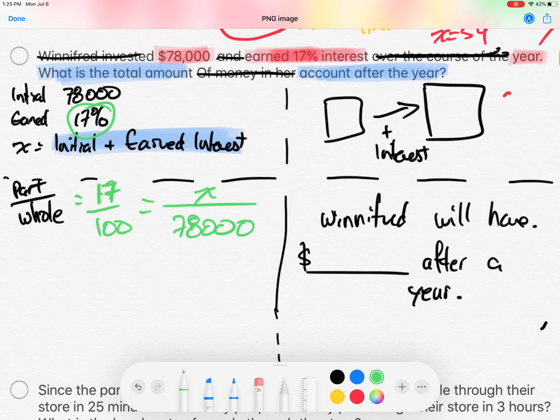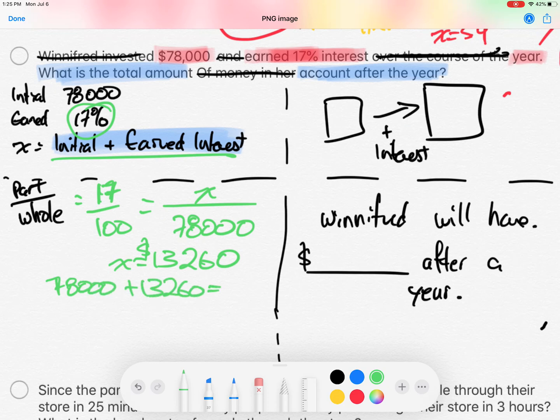17 times 78,000 divided by 100. So 17%, X is going to equal 13,260. Am I done? No, I need to do my little equation there. So I'm going to take 78,000 plus 13,260 to get the answer, 91,260. Okay, that's pretty good. That's a pretty good increment.